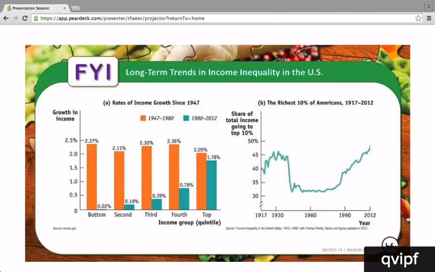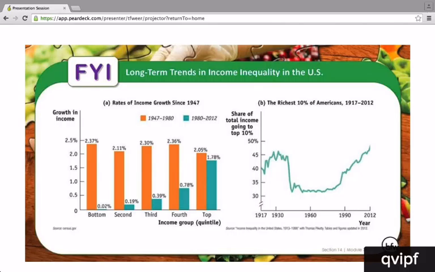But since 1980, you can see that the incomes of those in the bottom fifth have grown hardly at all. Those in the second fifth have grown just a teeny bit. The third fifth have grown twice as much as those in the second fifth. The fourth fifth, their incomes have grown 0.78%, and the richest fifth, their incomes have grown 1.78%. So you can see the incomes of the wealthiest people in America are growing much more quickly than the incomes of the poorest Americans. And that's a trend that has been around since 1980.